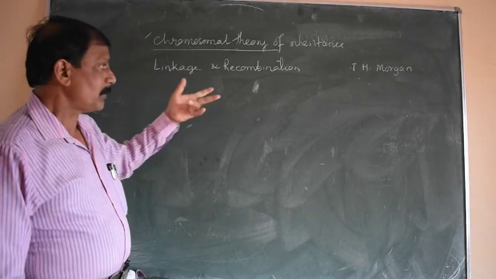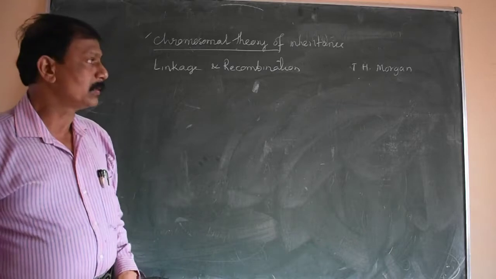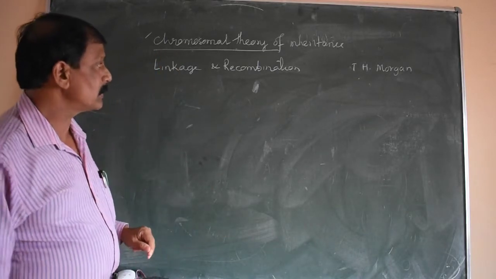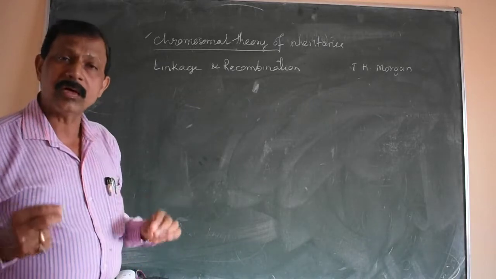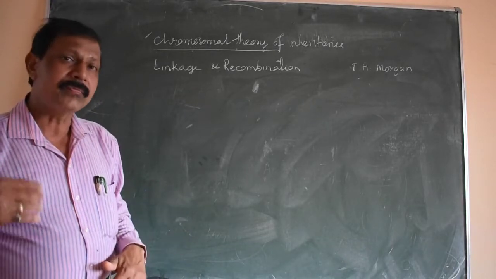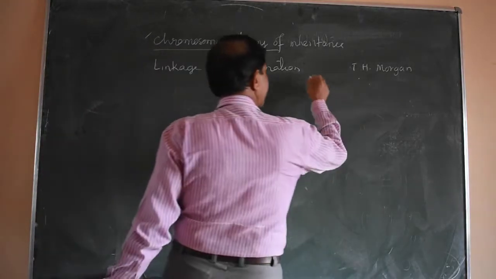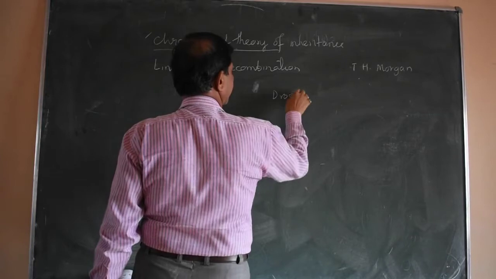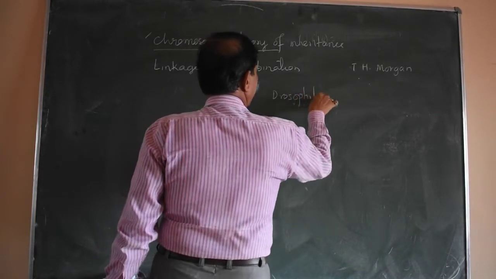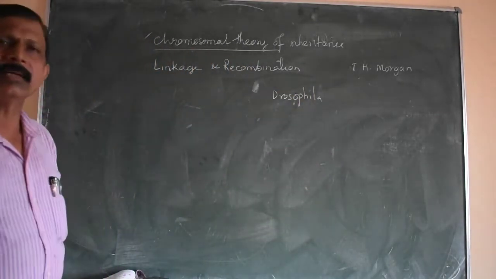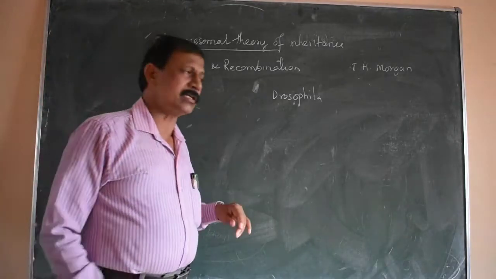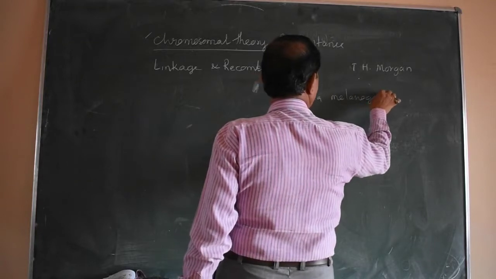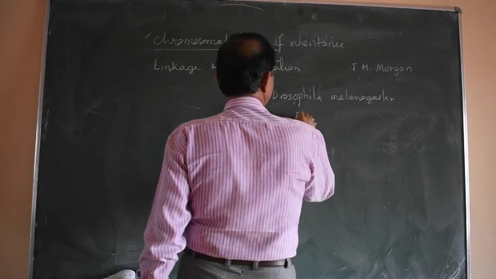But after the Sutton and Boveri theory, T.H. Morgan attempted the same again, the chromosomal theory of inheritance, wherein he could identify some different characteristic features. His experimental species was Drosophila melanogaster, and this is commonly called the fruit fly.